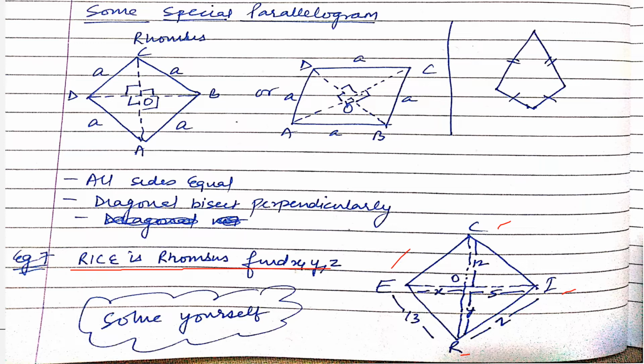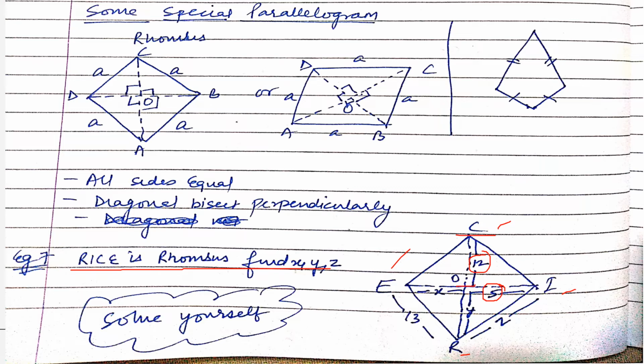What is given to us? CO is how much? Please see, it is 12 units. How much is OI? 5 units. So if you know CO, can't you say what is OR?